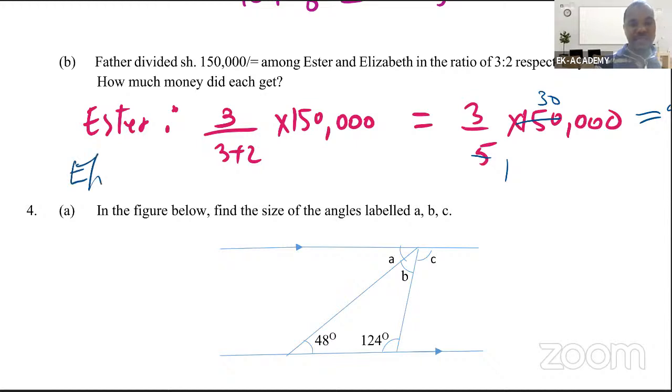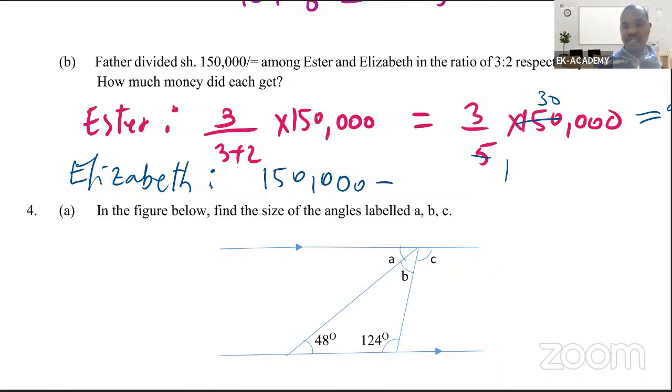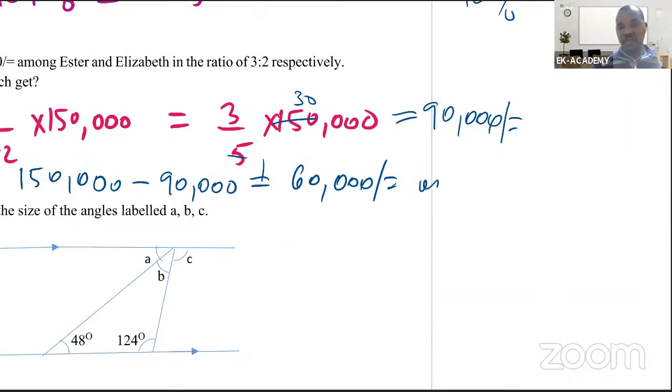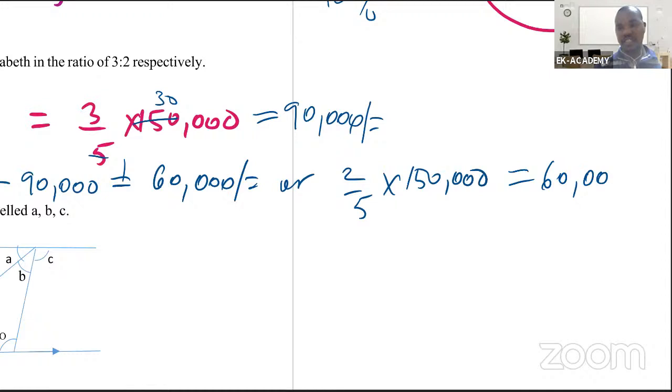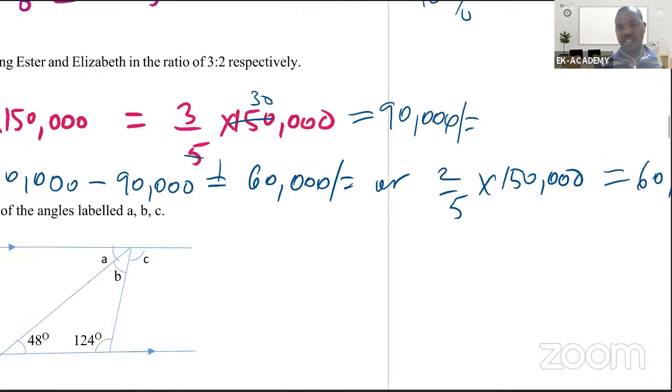And Elizabeth gets the remaining amount. So you take 150,000 shilling minus 90,000 shilling, which is equal to 60,000 shilling. Or you can use the same approach, 2/5 times 150,000 shilling, and you will get 60,000 shilling again. We proceed with question number 4.